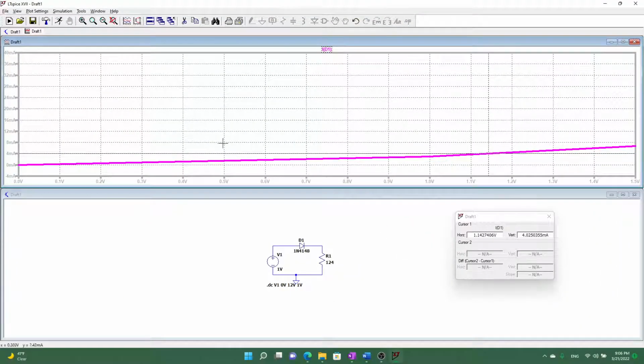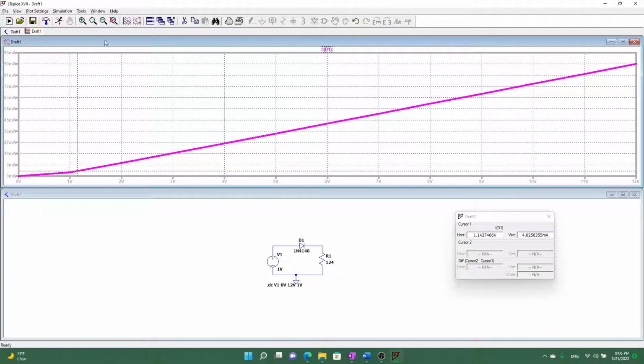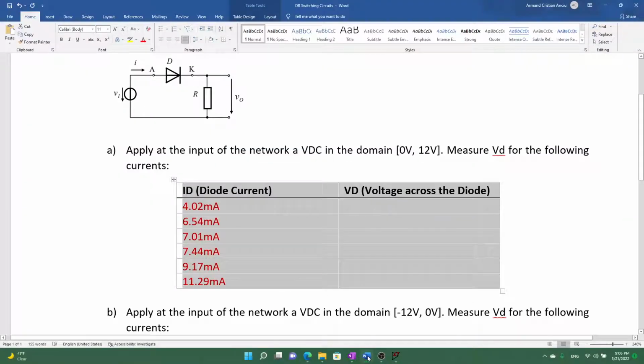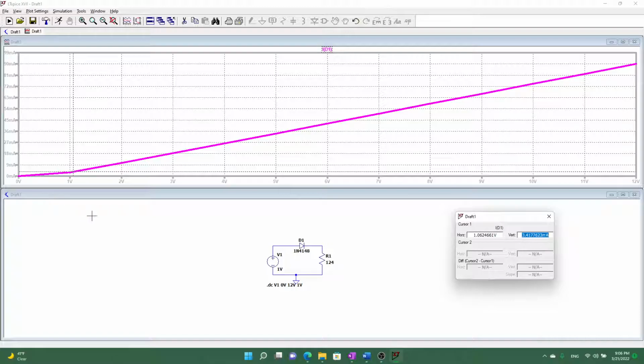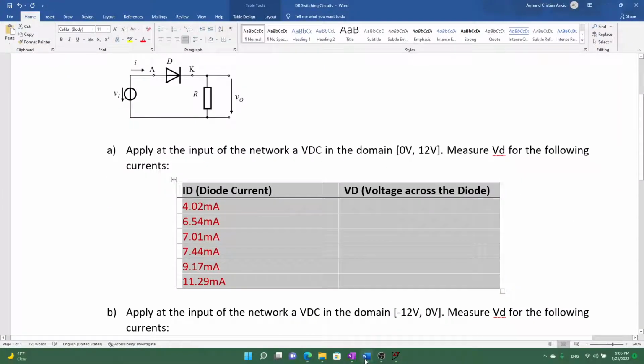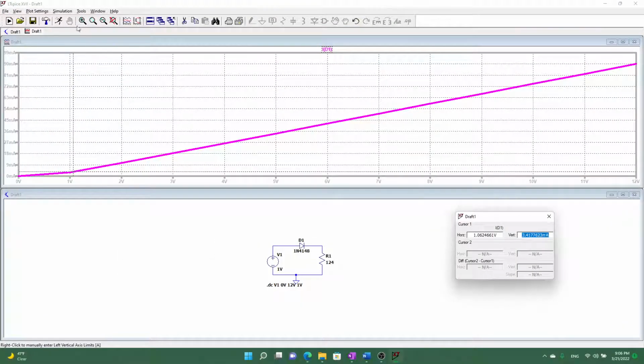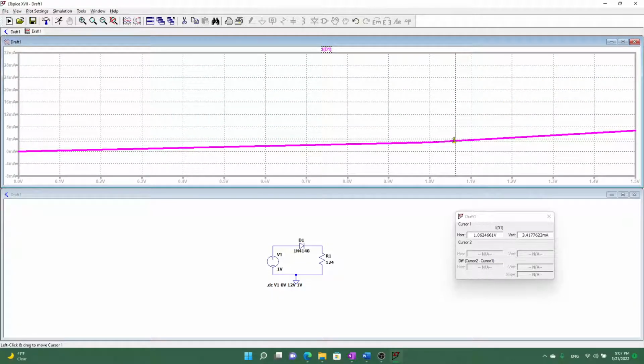Now we have to measure for 6 milliamps, which is even lower than the previous value. So 6.54. We'll have to zoom back in. Up a little bit. 6.54, 1.47 volts.